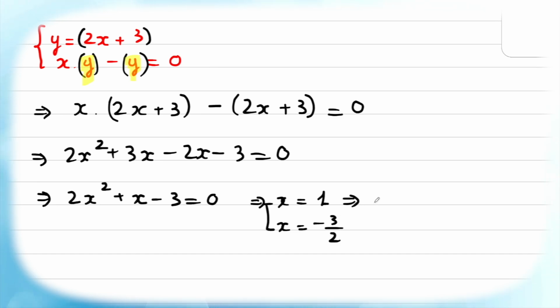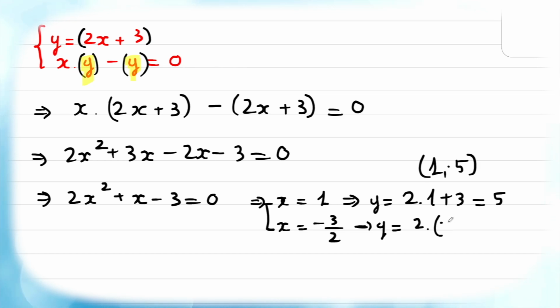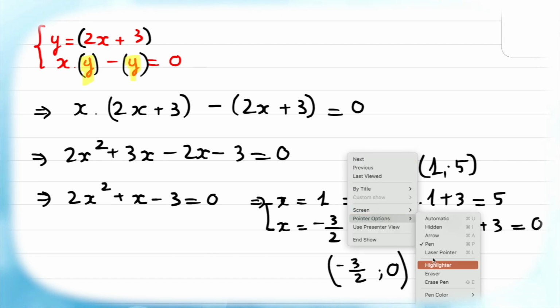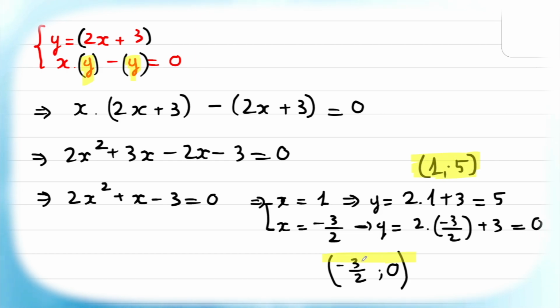Yes, so when you got the value of h, you have the value of y. 2 times 1 plus 3 equal to 5. The first point is 1, 5. The second one, y here, 2 times negative 3 over 2 plus 3 equal to 0. Yeah, so the second point will be negative 3 over 2 and 0. You got 2 points for this one. And totally for this question, we only use substitution with brackets. After that, you got a quadratic equation. Solving the equation here is quite easy, right?